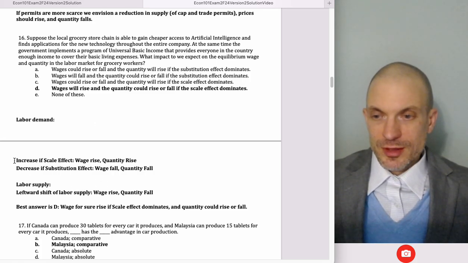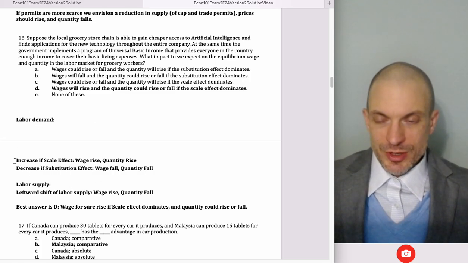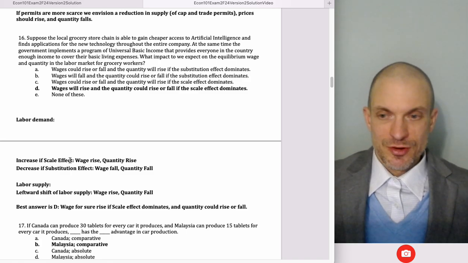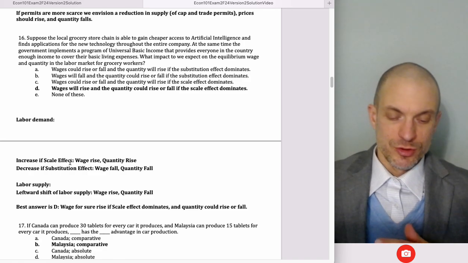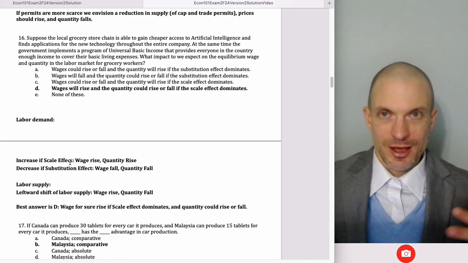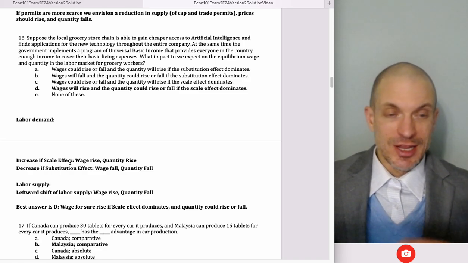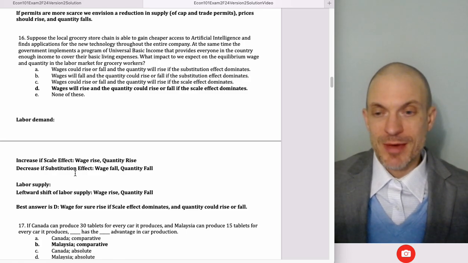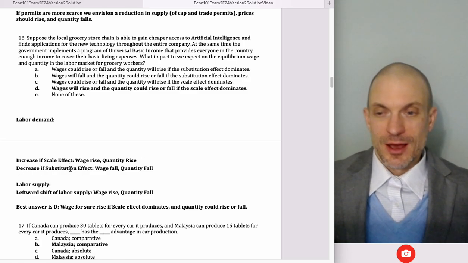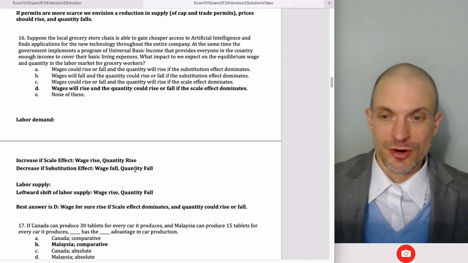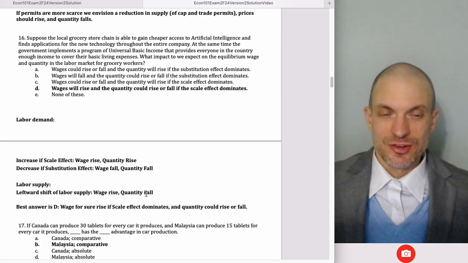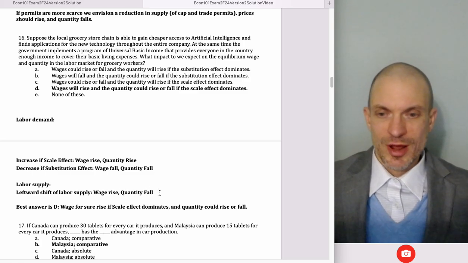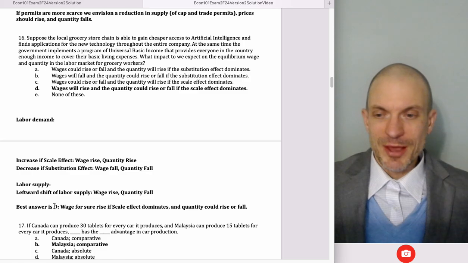All right, so on the labor demand side, we'd expect an increase in labor demand if there's a scale effect. So if cheaper AI means we'll use more technology and hire more workers because they're complements, that's an increase in demand: a rightward shift of the labor demand curve, higher wage, higher quantity. But if AI and workers are substitutes, we'll get a leftward shift of the labor demand curve. As a result, wages and quantity both fall. The labor supply change is going to just be a leftward shift, as we said. Wage is going to rise, quantity is going to fall. The best answer is D.